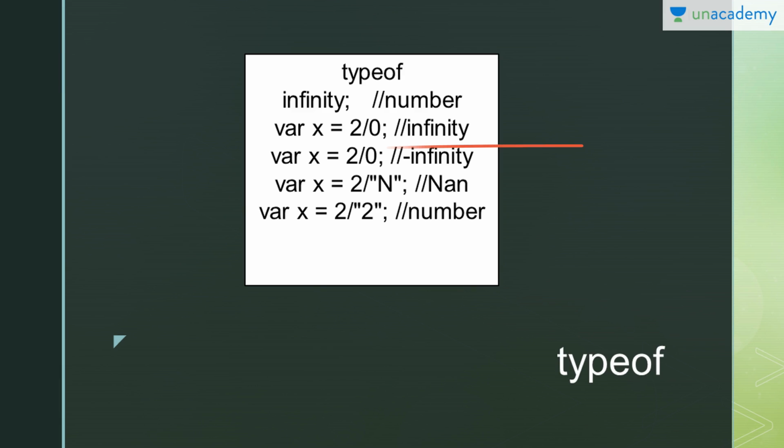Infinity is the value JavaScript will return if you calculate a number outside the largest possible number. Okay, next, variable x equals 2 divided by the string n. This will return NaN, not a number, because you are dividing a number by a string, and that is not correct. Next, if you're dividing a number by a string that consists of a number, then it will return a number.